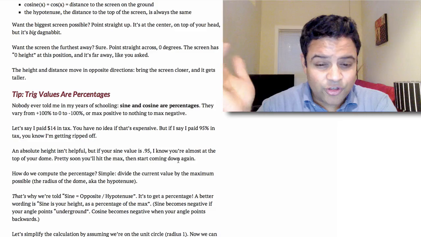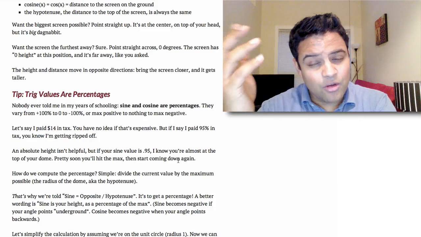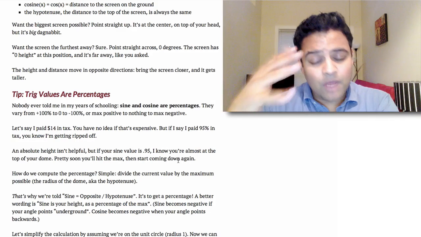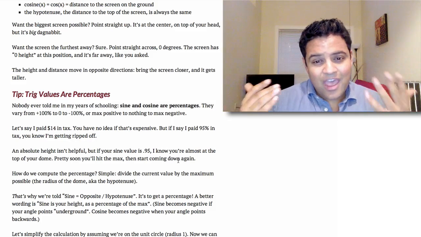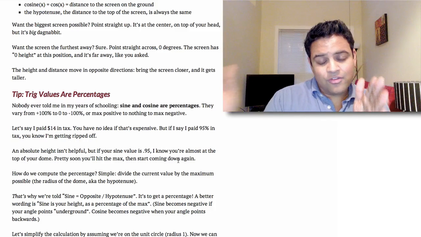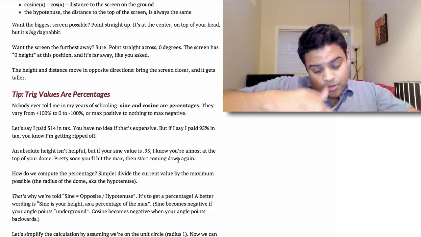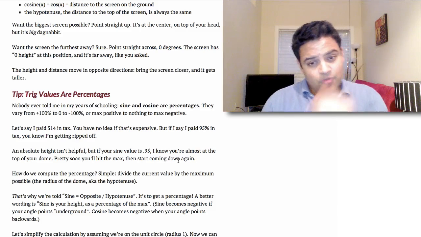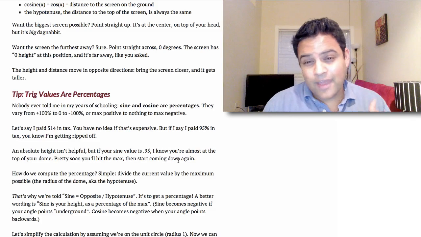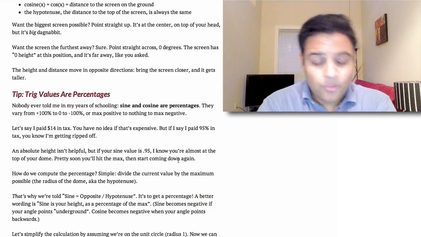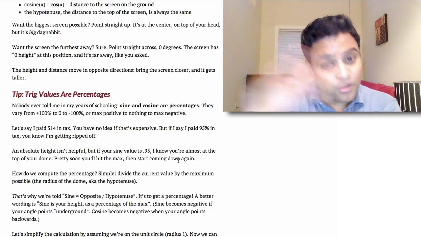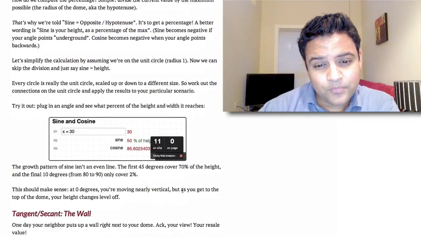All these functions are in terms of percentages. So things like sine and cosine, the max percent they can ever be is 100%, right? If you're in a dome, the max height you can have is 100%. The max distance you can have is 100%. You can go negative. If you put it underground, that's negative 100%. Or if you put it backwards, that's negative 100% that way. But still, the range is from negative 100 to positive 100.